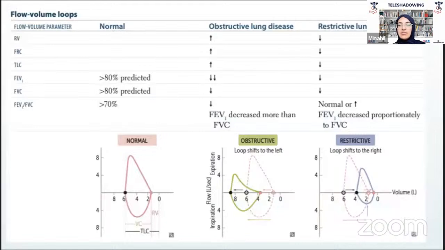So in summary, in obstructive lung diseases, there's an increase in the residual volume, FRC, and TLC, and there's a significant decrease in the FEV1 and the FEV1 to FVC ratio, whereas in restrictive lung diseases, there's a decrease all across the board in the RV, FRC, and the TLC. And both FEV1 and FVC are reduced proportionally, and that's actually why this linear line stays consistent. It's just smaller. So the ratio remains normal or is increased, and that's why you can see here it's just normal, but it's a smaller amount that's able to be expired.